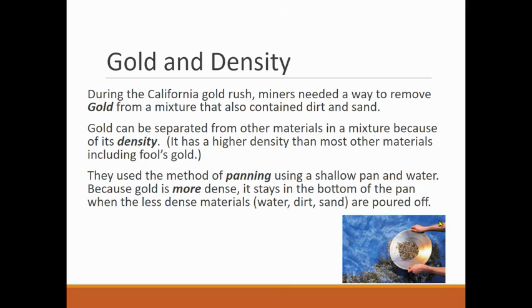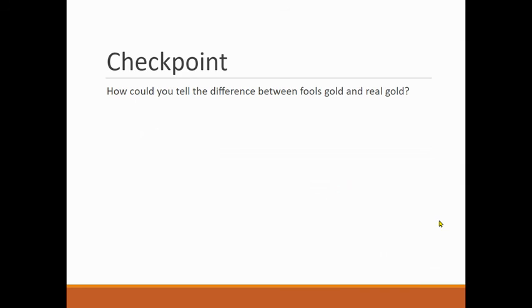During the California gold rush, miners needed a way to remove gold from a mixture that also contained dirt and sand. Gold can be separated from other materials in a mixture because of its density. It has a higher density than most other materials, including fool's gold. They use the method of panning, using a shallow pan in water. Because gold is more dense, it stays in the bottom of the pan when the less dense materials like water, dirt, and sand are poured off. Checkpoint. How could you tell the difference between fool's gold and real gold?